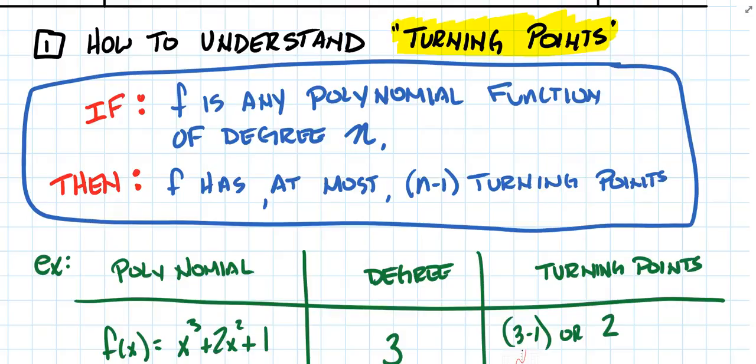So here it is. It's an if-then statement. And it says this: if f is any polynomial function of degree n, then f, meaning the function, the graph, has at most n minus 1 turning points, so one less than that. So as an example, if I have a 17th degree polynomial, then I can only have a maximum of 16 turning points. And a turning point is just basically turning around, like walking down the hallway and then turning around. That's a turning point, okay?